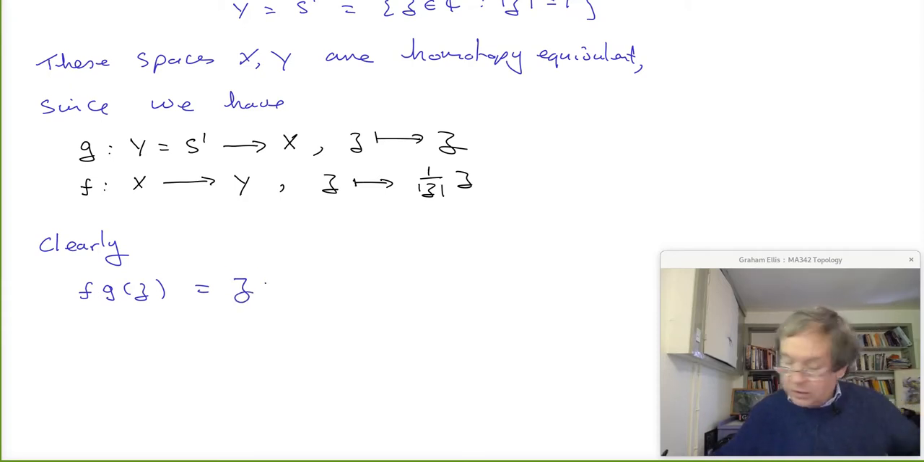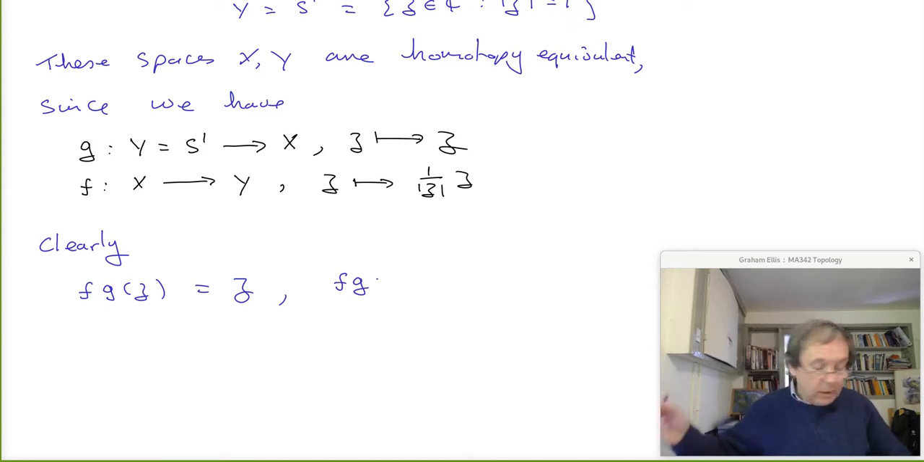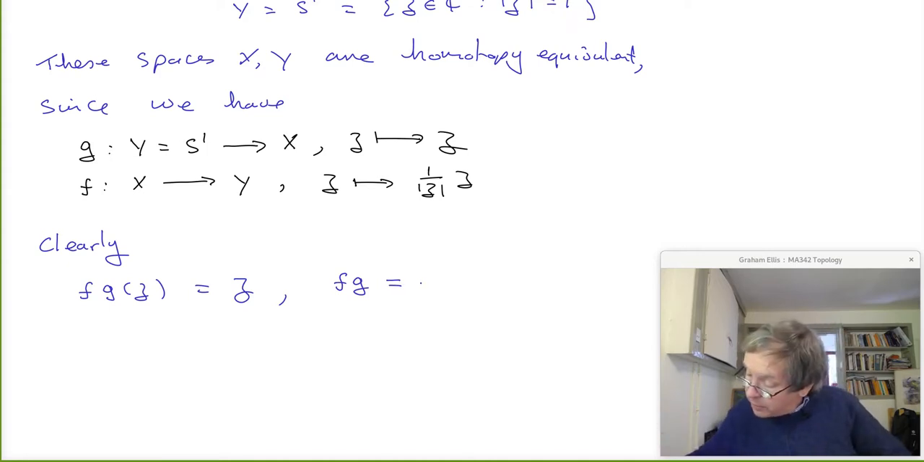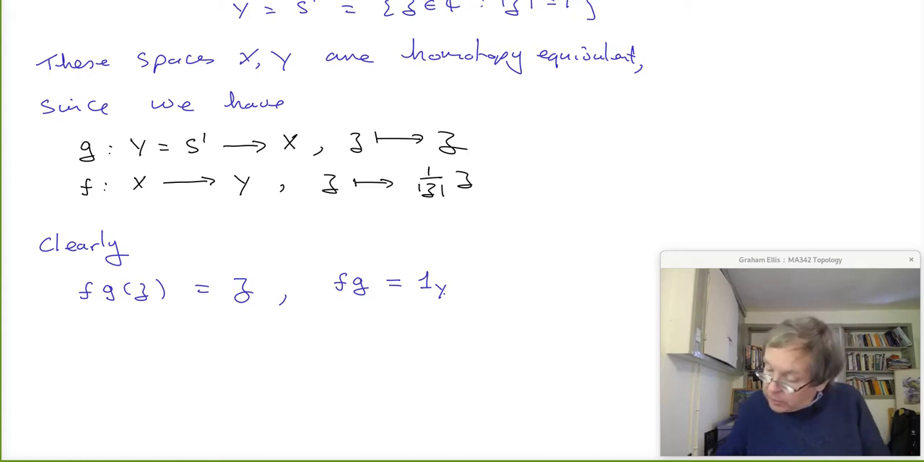Well, it was clear to you anyway, because you told me. And so in other words, the map fg is just the identity map. Yep. It is the identity map, and so by reflexivity, if it is the identity map, then it's certainly homotopic to the identity map. Yep. Let's have a look at gf.